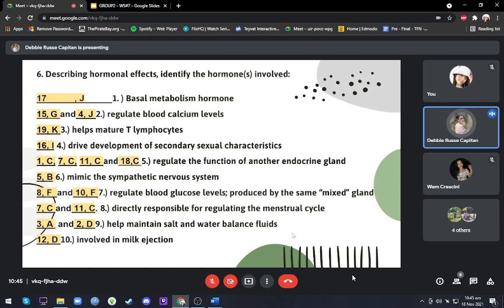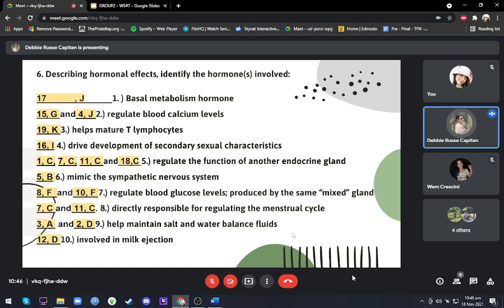Next is helps mature lymphocytes. So 19, the hormone responsible for this is the thymosin, and its site of production is in the thymus. Next is drives development of secondary sexual characteristics. Our answer is 16I. The hormone is the testosterone, and letter I, the site of production, is the testes.